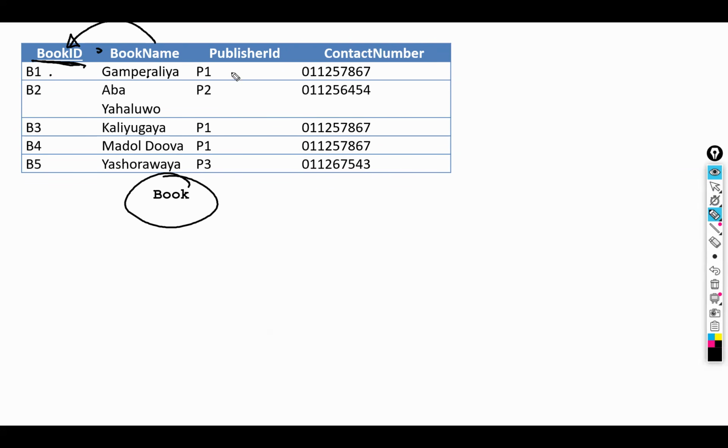What about the publisher ID? Yes, for one book, there's one publisher, right? Okay. So that is also fine. That is also fine. Because we have the publisher depending on the book. So far, so good. What about the contact number? Does this contact number depend directly on book ID? No. Actually, this is the contact number of the publisher.